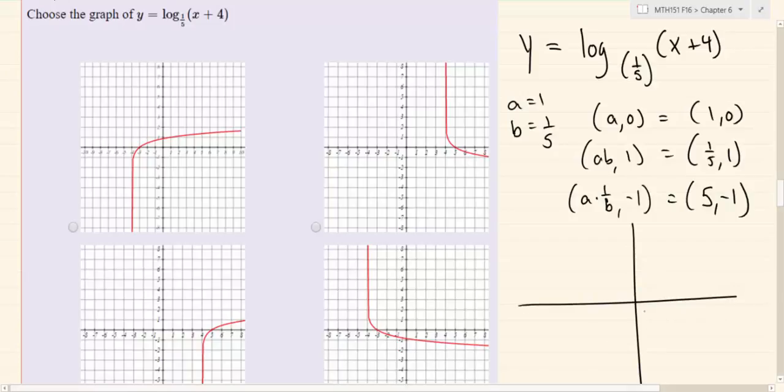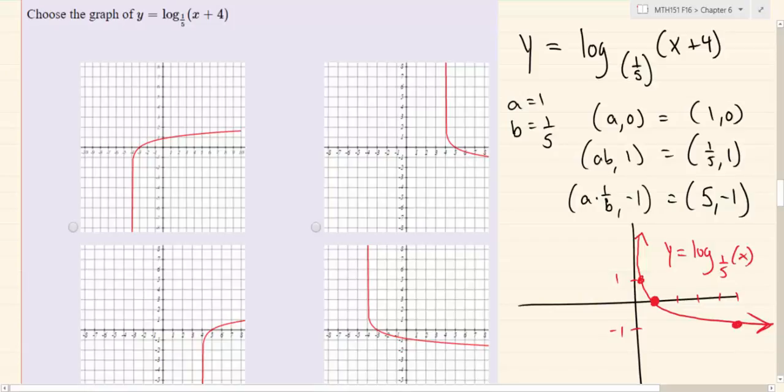So if we were to graph this, we get (1, 0), which is right here. We get (1/5, 1), which is up here. And (1, 2, 3, 4, 5, -1), which is right here. So those are our 3 points. We could probably sketch a graph that's going to look like this. And this would be the graph of y equals log base 1/5 of x.